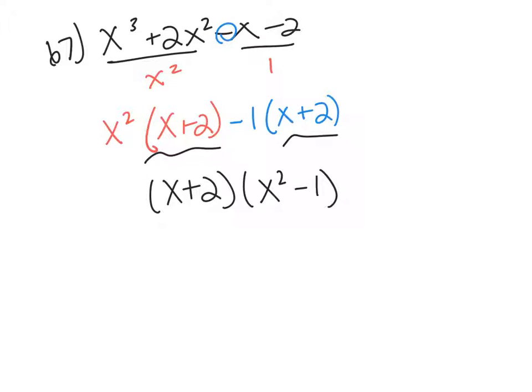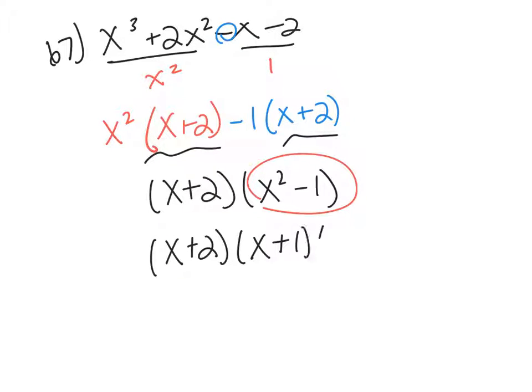This would be the ending point, shouldn't say should, but you should notice that this x squared minus 1 is a difference of 2 squares. So we can take this one step further to go x plus 2, x plus 1, x minus 1.